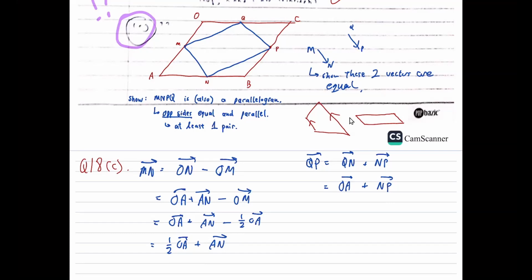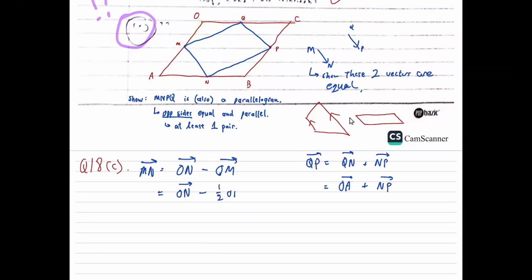Okay, let me try again. I'm so sorry. Restart. This is MN is ON minus OM. Then ON I'm going to leave it alone, but the OM here, I'm going to rewrite as half of OA. Is this okay? Yeah. Good. I rewrite it in terms of ON and OA.